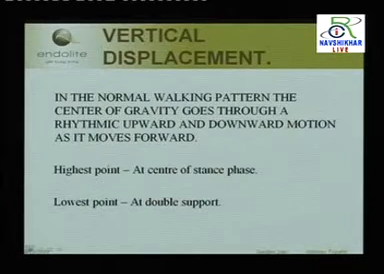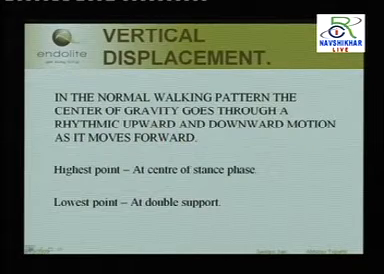So we have the vertical displacement of the center of gravity. As we progress forward, at the time of heel strike the center of gravity moves up, and at foot flat and double support it goes down. What we are talking about is the forward movement of the center of gravity in the gait cycle. In a normal gait cycle, there is an upward and downward movement of the center of gravity.